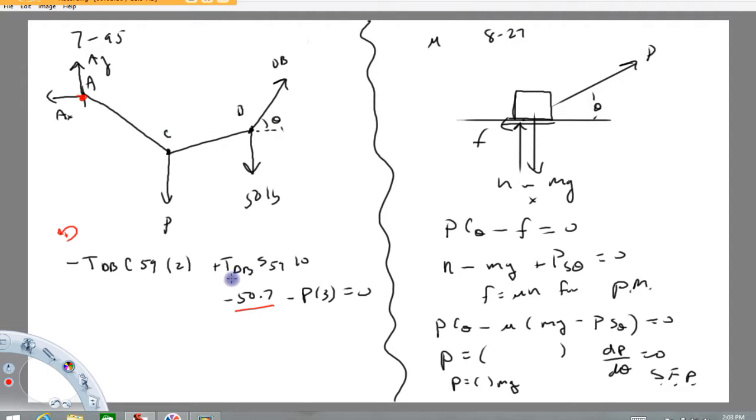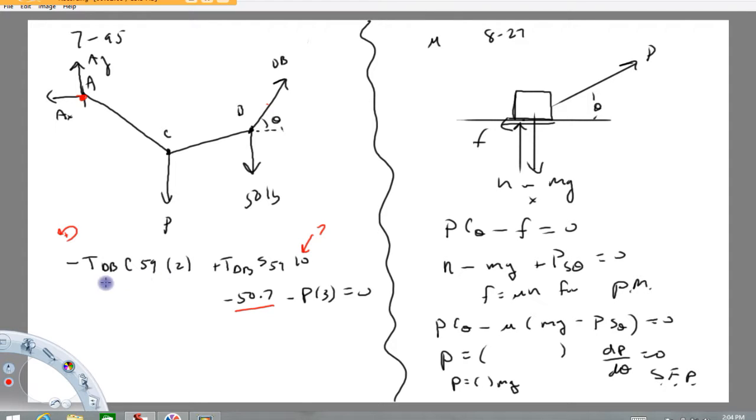The tension DB sine 59 times 10, that's going to be the y component of this force. Boy, I hadn't even checked that, but I think they got that wrong too. It is the 10 feet. The moment arm for the y component of this force should be this distance, and I'm looking at that picture right now, and it should be 7 feet right there.